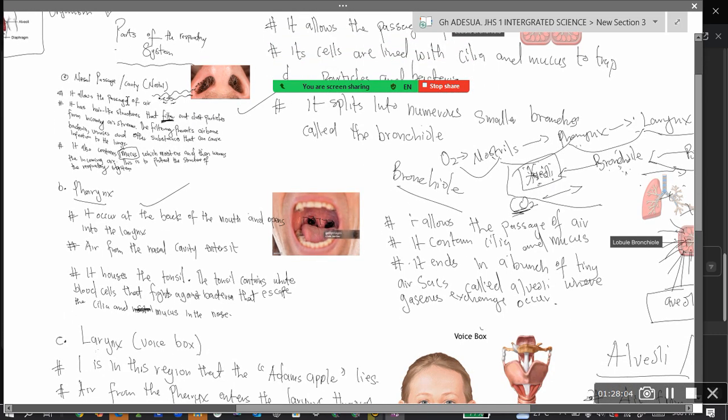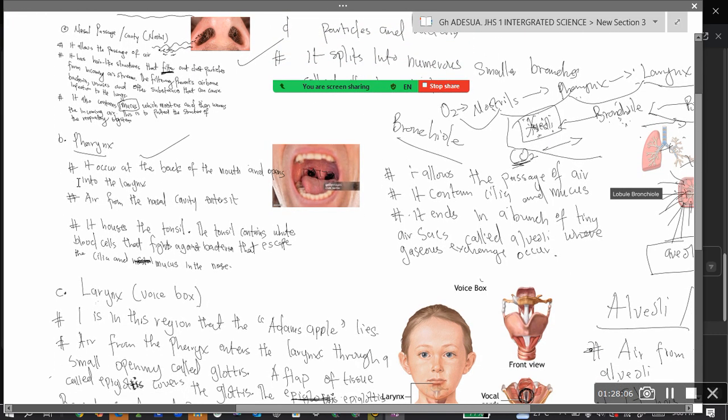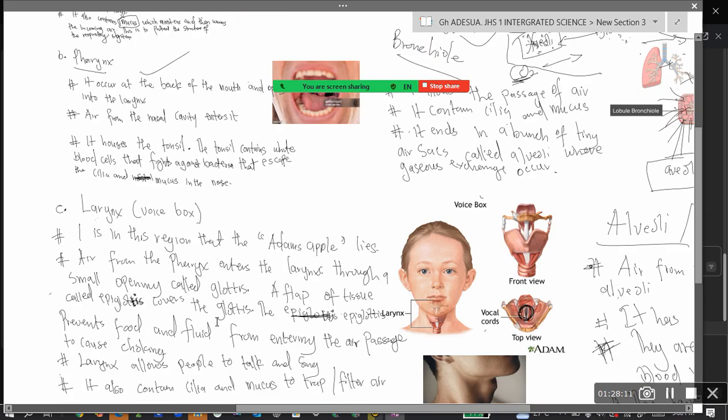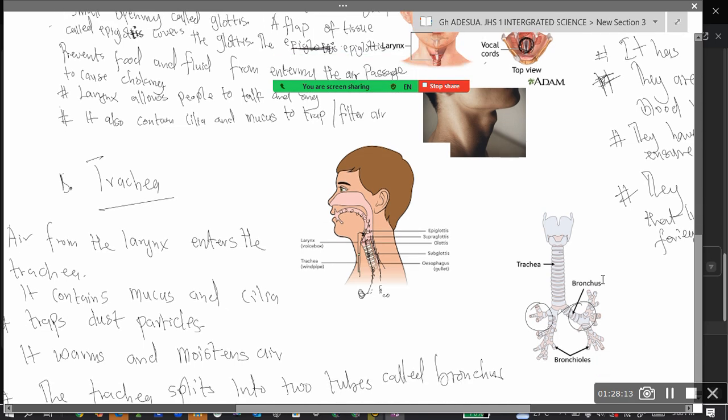After entering the nose, where does the air go? It comes to the pharynx. We've talked a lot about the pharynx, right? After entering the pharynx, it comes to the voice box. After entering the voice box, it comes to the trachea.